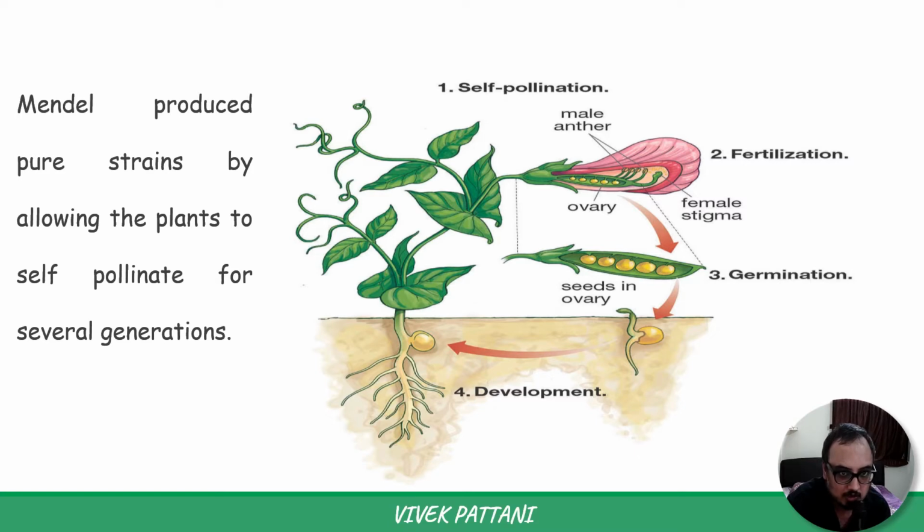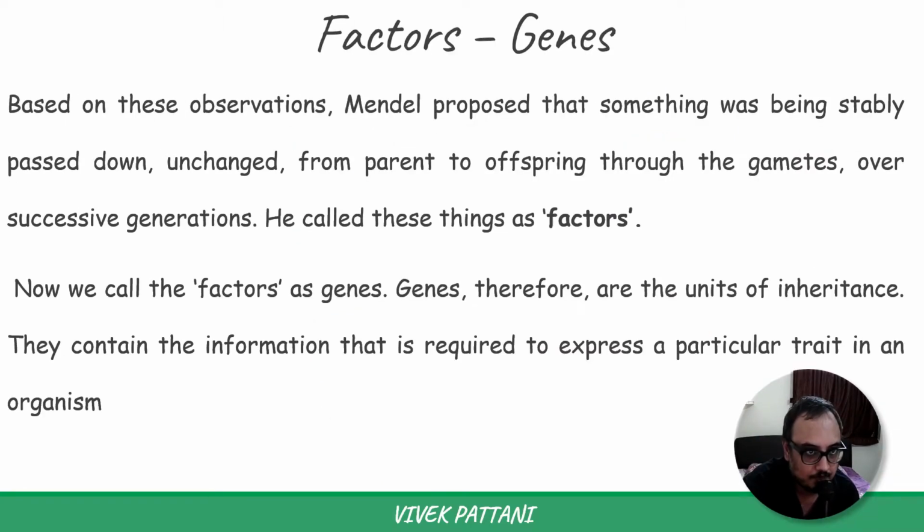This one is the normal life cycle of a plant in the case of self-pollination. You all must have studied this in standard 12 also. Here the male enters, self-pollination and then fertilization occurs, germination occurs, and after germination finally the development of the plant occurs.